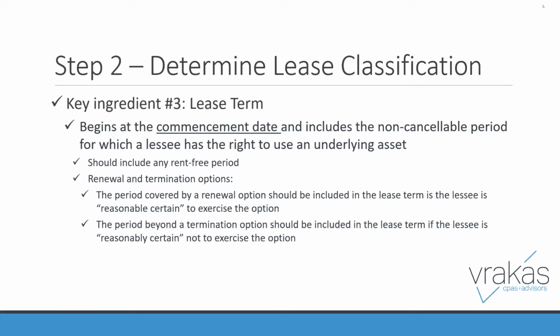Key ingredient number 3 is the lease term. Again, it might seem like that's very straightforward. If you enter into, let's say, an equipment lease and it's for 3 years, it might seem like, well, 3 years is my lease term, but what you have to consider are all the different options under the lease. And very specifically, you have to include the renewal options, or think about the renewal options. And you need to go through an analysis if you're reasonably certain to exercise the renewal period. If you are reasonably certain to exercise that renewal period, it would be included in your lease term.